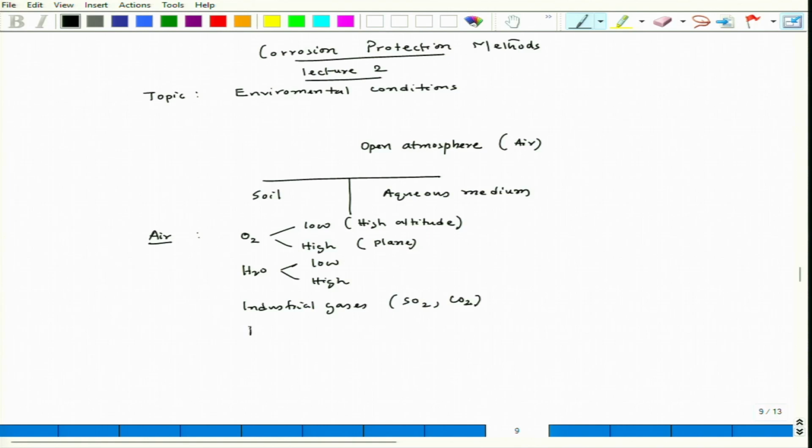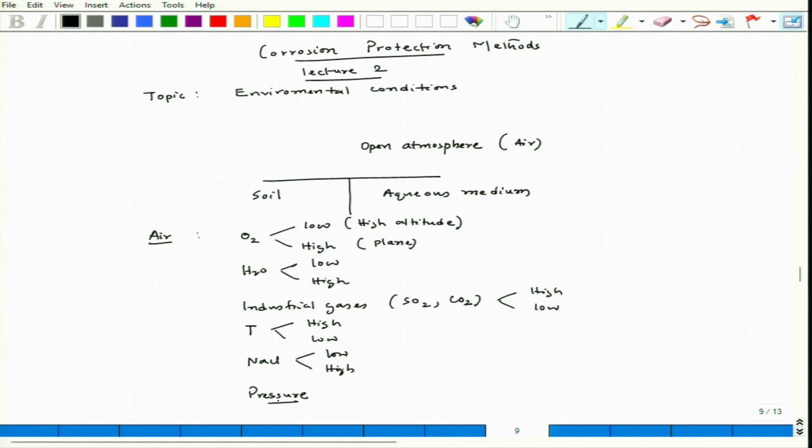There could also be temperature, which could be high or low. There could be NaCl vapor, low or high. For example, near coastal areas the air contains a lot of NaCl molecules. So, the possibility of corrosion attack would be much higher because of the chloride-related incidents near coastal areas, compared to areas farther away from the coast. And of course, pressure.